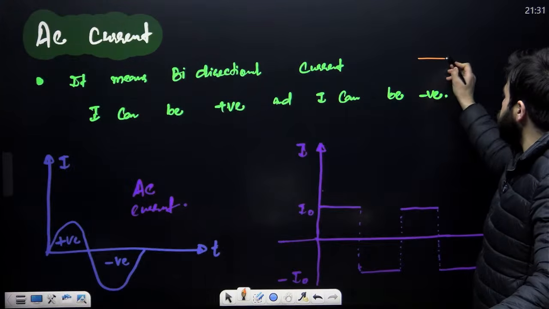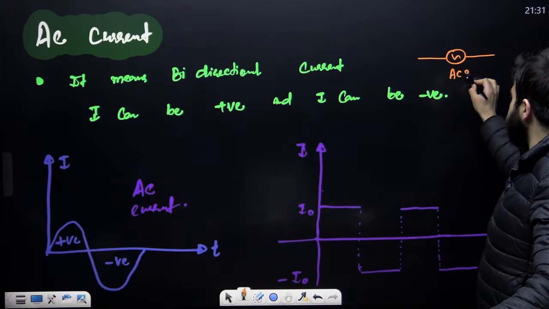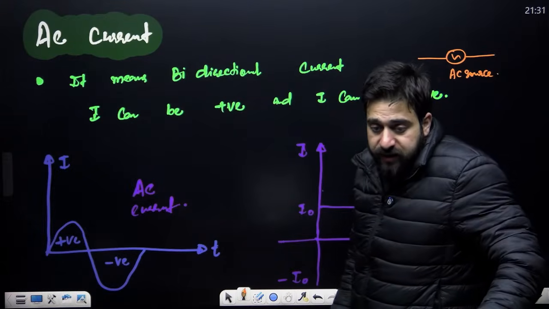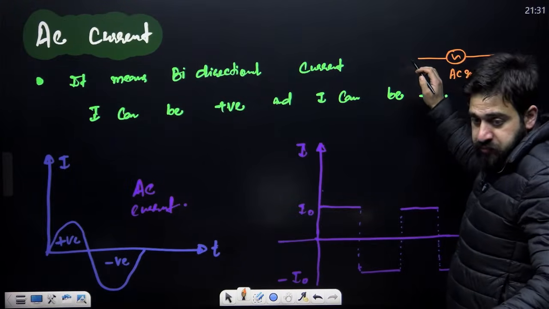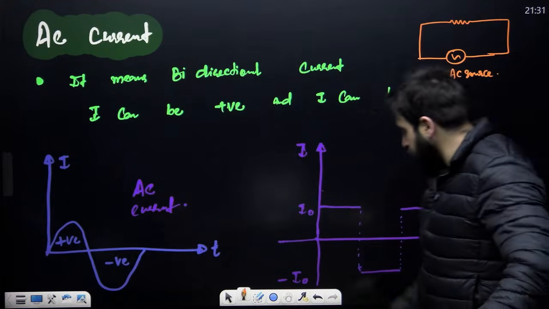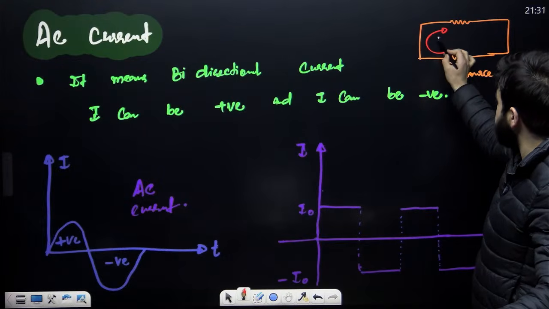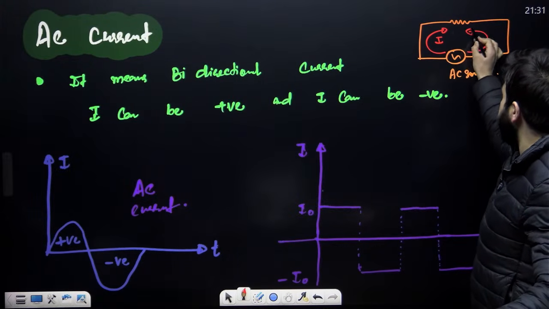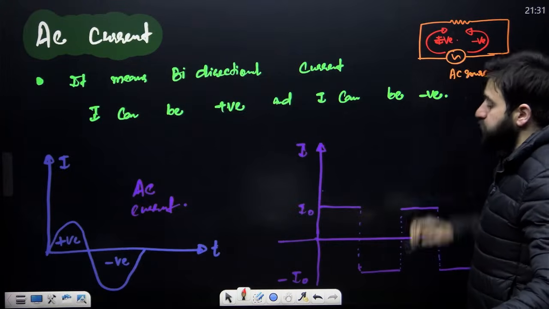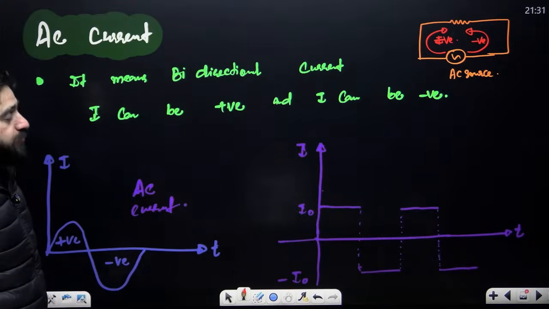Let's suppose you take an AC source over here. AC source means that source which gives the alternating current. Now, my dear NEET aspirants, in this particular case, it can send the current like this also. This will be negative and this current you consider as positive. One cycle positive, another cycle negative. So that's why we call it bidirectional current.